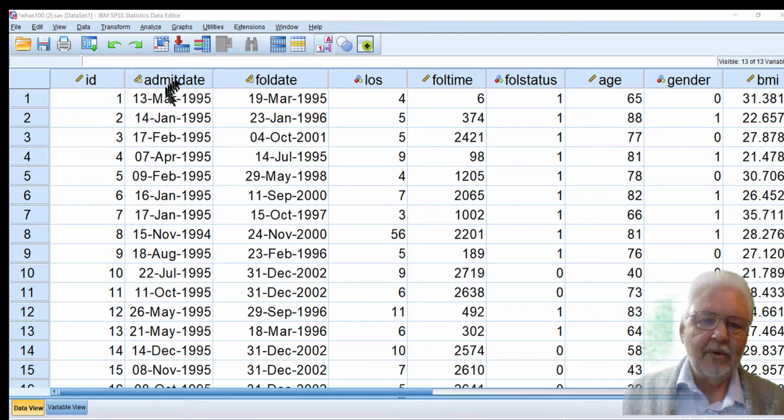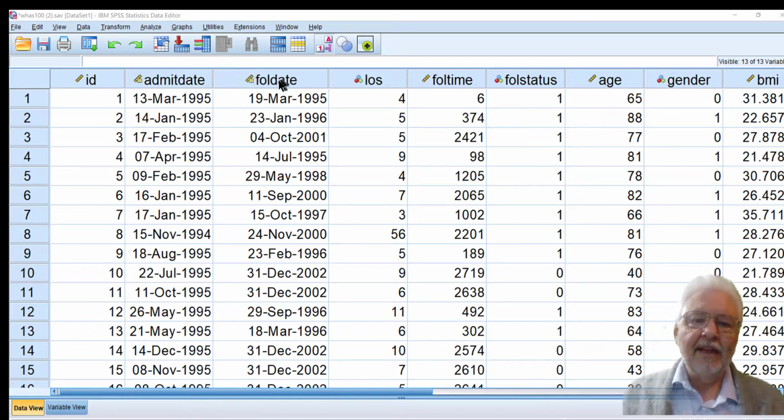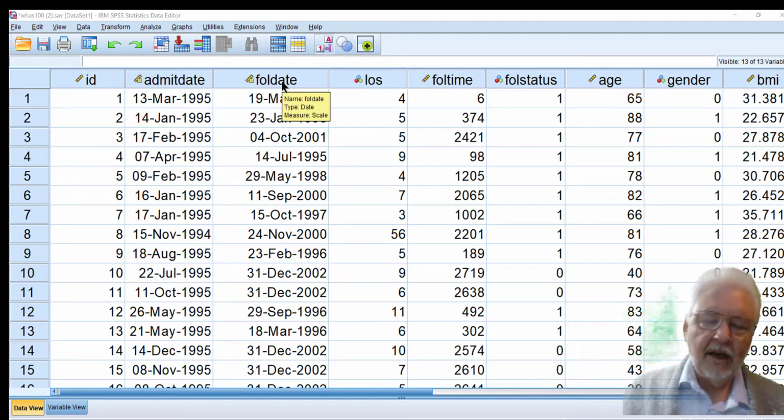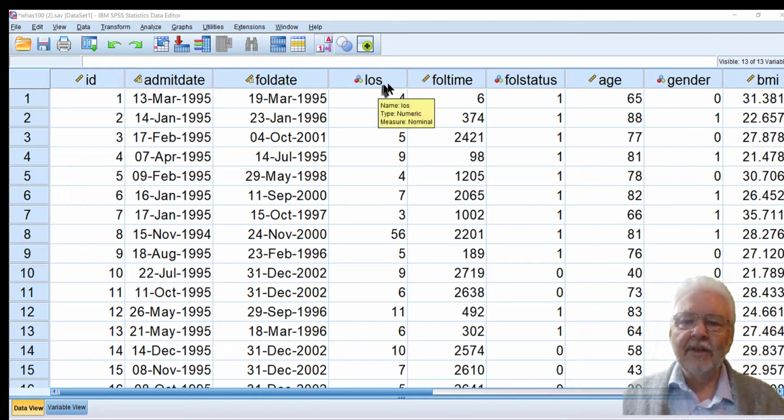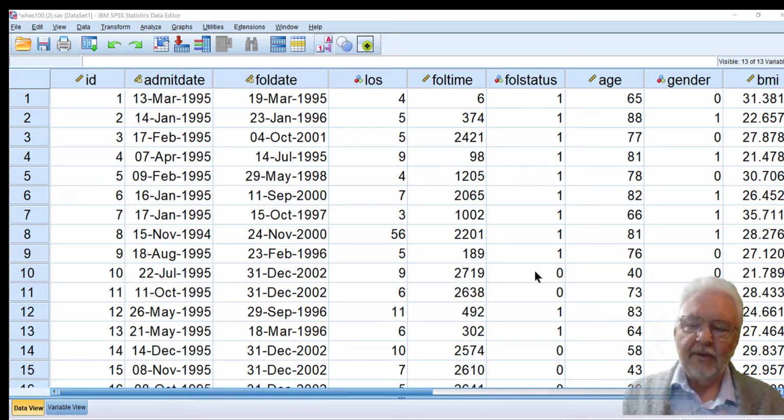There's an ID, the date they were admitted into the hospital, and the date of their last follow-up. It gives the length of time they stayed in the hospital, which could probably be in hours. Follow-up status: 1 means they died, 0 means they were still alive when the study terminated. There's the age of our people, gender, male and female, and body mass index.